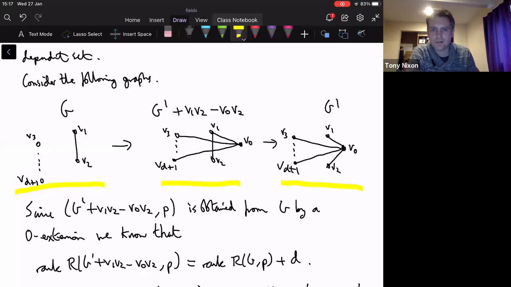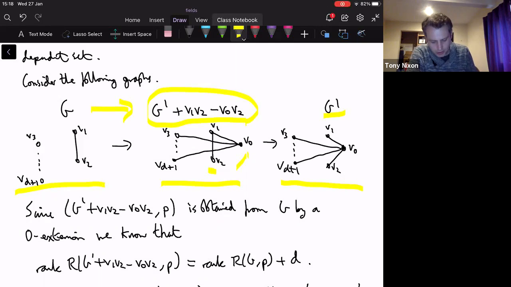Notice these are graph pictures. I haven't drawn them collinearly. But in the middle, what I've done is I've taken G dash and I've added back the edge V1, V2, and I've deleted the edge from V0 to V2. Okay? So in other words, G dash is formed from G by adding a vertex V0 and D incident edges. So it's adjacent to V1 up to VD plus 1, but it misses V2. So G dash plus V1, V2 minus V0, V2, this graph in the middle is formed from G by a 0 extension, which adds V0.